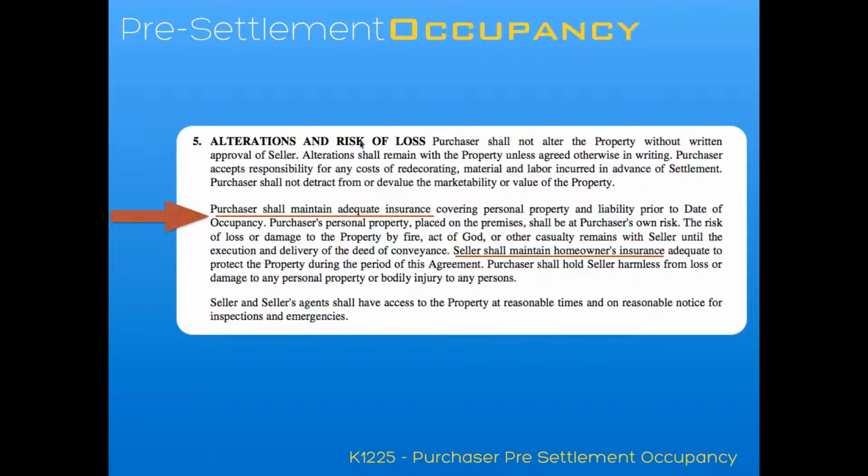Under paragraph five, alterations and risk of loss, there's a disclosure that there is a loss, and the purchaser shall maintain adequate insurance, and then the seller shall maintain homeowner's insurance for the property. Now, adequate insurance, we really did struggle over the language here. Essentially, it's on the shoulders of the buyer and seller to agree on what they feel comfortable with as the insurance. For the most part, it's up to the purchaser to feel comfortable that their belongings will be covered if anything happens to the house: flood, rising water, fire, whatever it is.